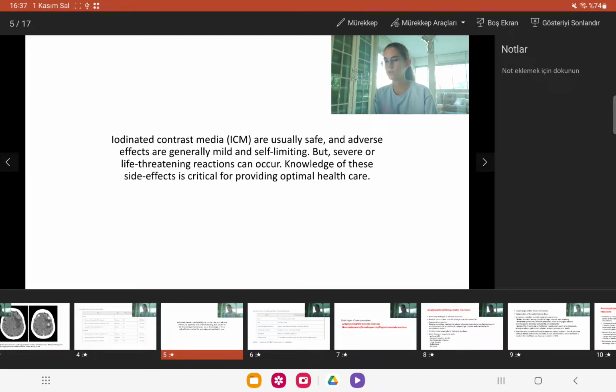Iodinated contrast media are usually safe, but like with all medical procedures, adverse effects and life-threatening reactions can occur. Knowledge of these side effects is critical for providing optimal healthcare. So, if iodinated contrast media can cause life-threatening reactions, then the question is, why do we use iodinated contrast media? Because it drastically improves the quality of radiological imaging.